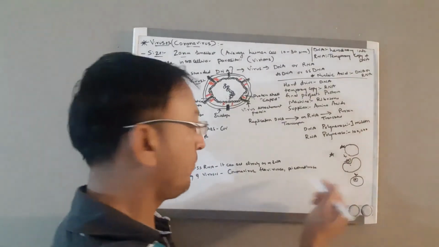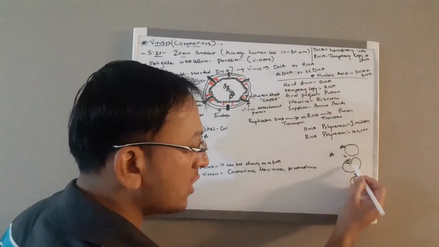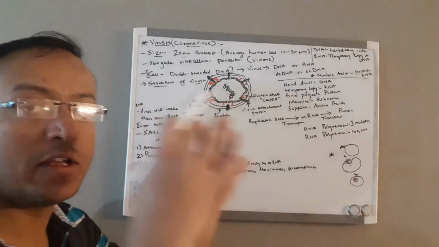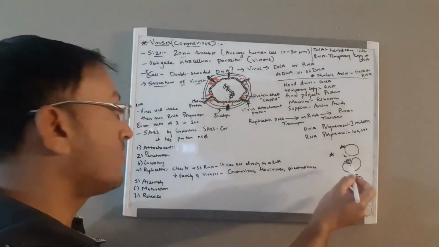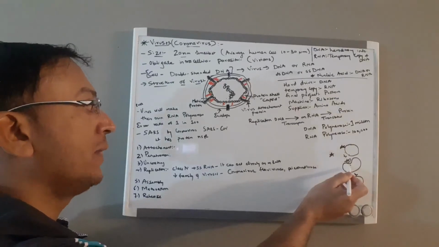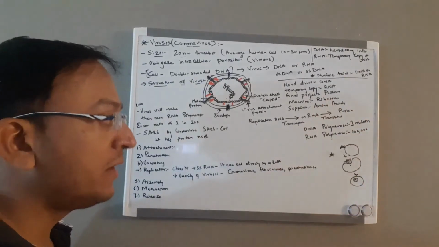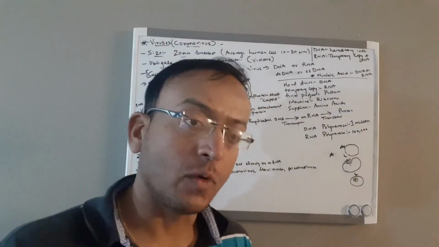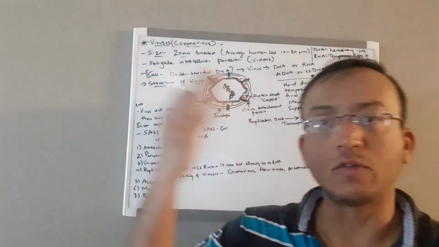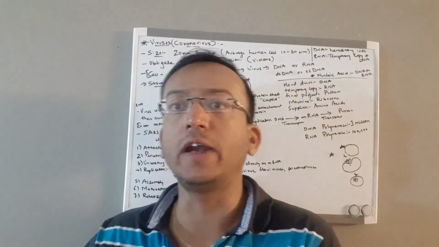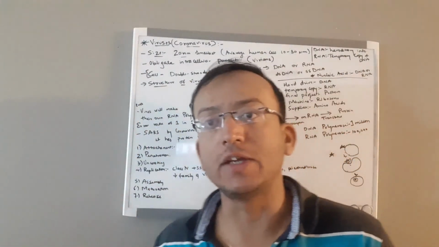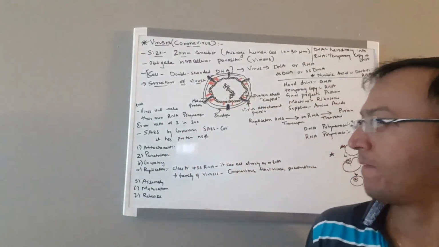So what happens? After replication, it goes to some corner of the cell and starts accumulating. After accumulating, it matures, and after maturing, it goes out of the cell and infects other cells, right? And the process continues, and it goes out of the host and then infects another host. So this is the process of virus replication in our body.